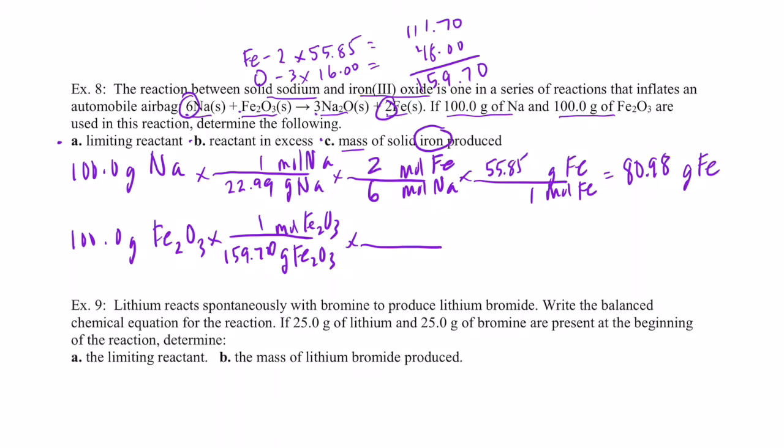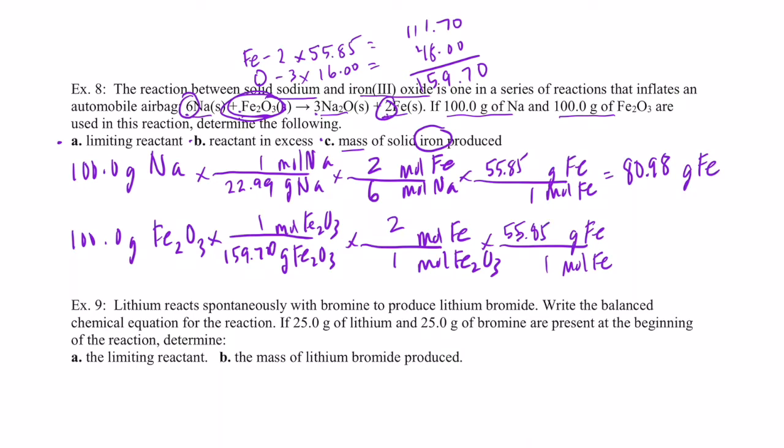So we want to get out of moles of Fe2O3 and into moles of the product I'm after, which is iron. And that looks like it's a 1 to 2 ratio. So 1 Fe2O3 gives me 2 irons. And then we're going to go from moles of iron to grams of iron again. And 1 mole of iron is 55.85 grams. So let's see how much iron I can make with 100 grams of iron 3 oxide.